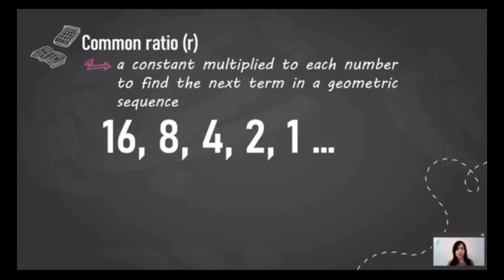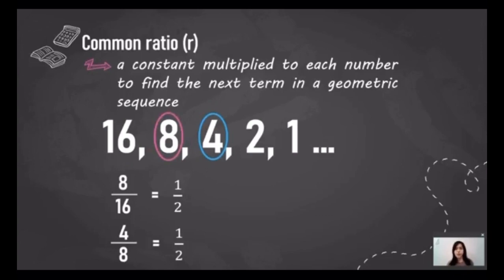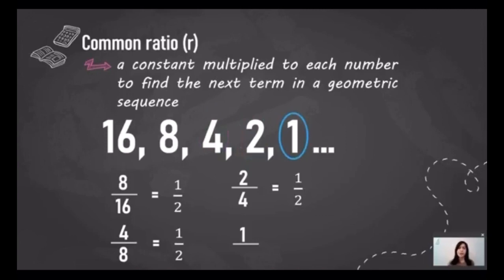So here, let's use 8. The preceding term of 8 is 16. So 8 over 16, simplifying that, is 1/2. Next, let's use 4. The preceding term of 4 is 8. So 4 over 8, that's also 1/2. Next, 2. The preceding term of 2 is 4. That's 2/4, and that's also 1/2. And lastly, we have 1. The preceding term is 2. That's also 1/2. So, our common ratio for the sequence 16, 8, 4, 2, 1 is 1/2.